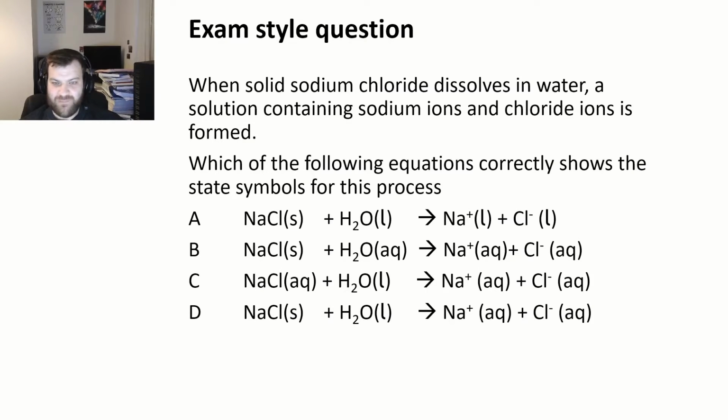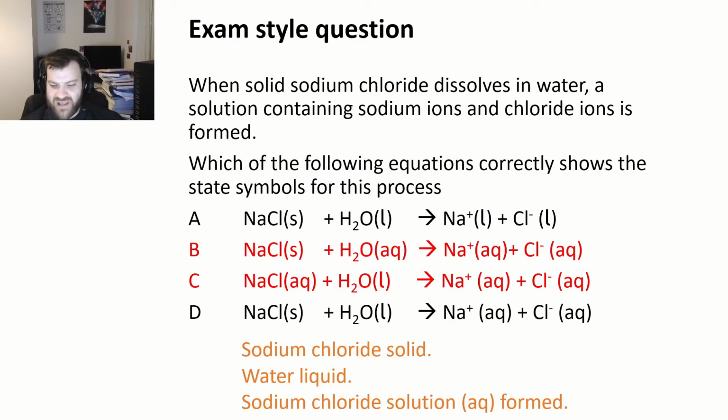In this example, they give you a description of a chemical dissolving and ask you to pick the correct equation for this. It says that we've got sodium chloride solid and water is a liquid. This can rule out 2 of our answers. It then tells us that we make a sodium chloride solution, which means that D is going to be our correct answer.